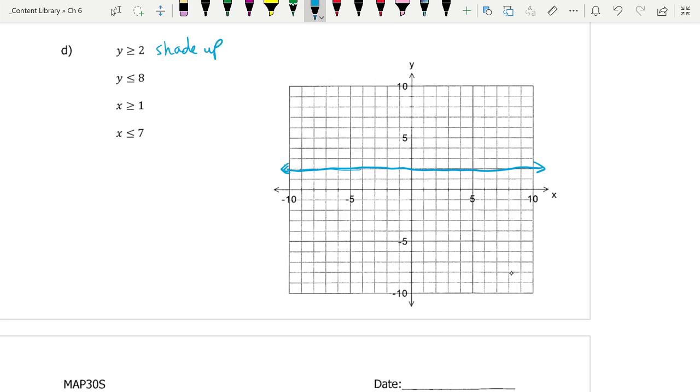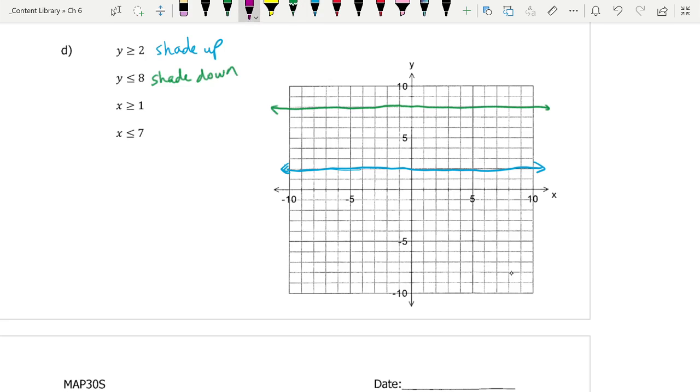The graph? Shade up. Y is less than 8. I'm going to make this one green. Where is 8? There's 8. What are you expecting from all this? Colorful. You're thinking it's a square? Let's see if you're right. Shade down.